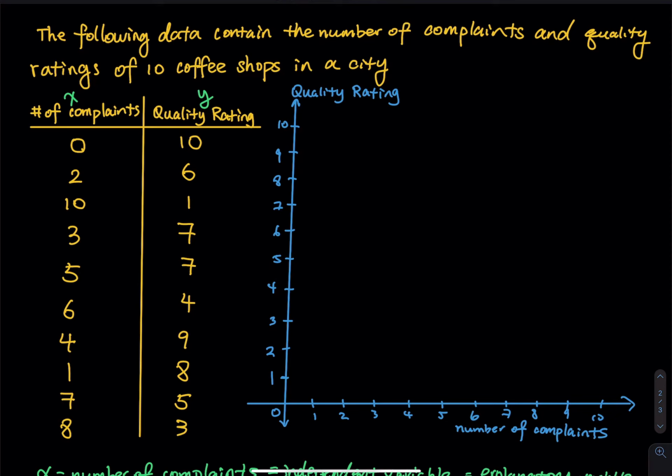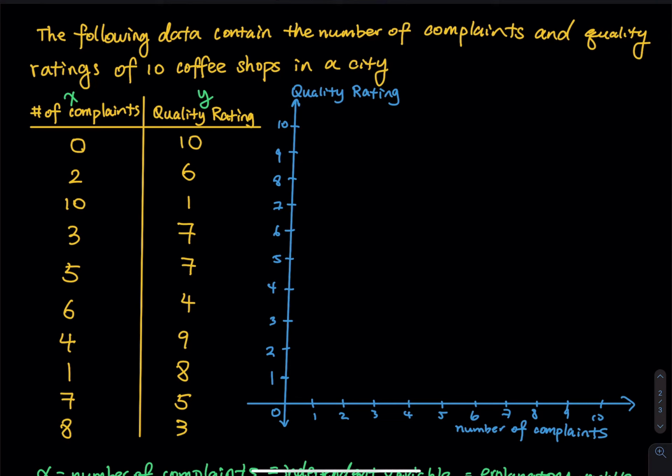So let's take a look. Horizontal axis, I have number of complaints right here, right? So that goes to the horizontal axis. And then the quality rating, that goes to the vertical axis. Okay, so 0, 10. So let's graph 0, 10. When complaint is equal to 0, the quality is 10.